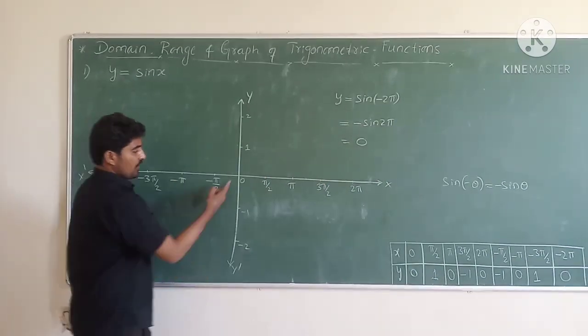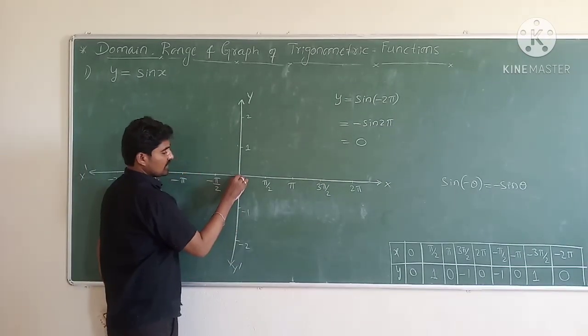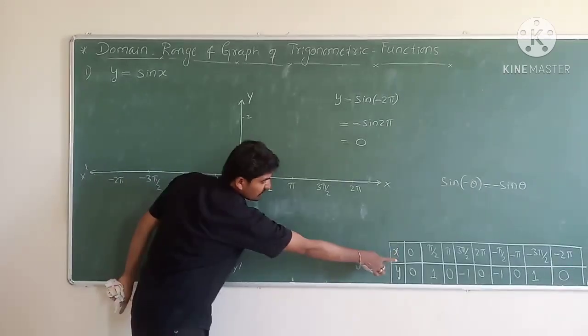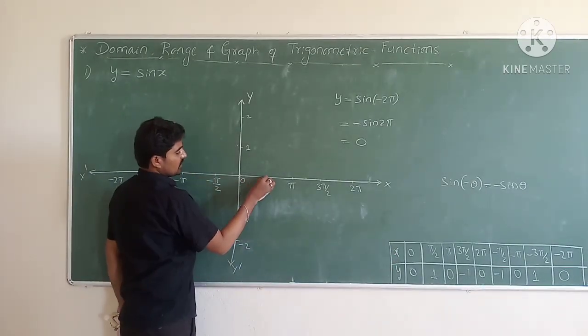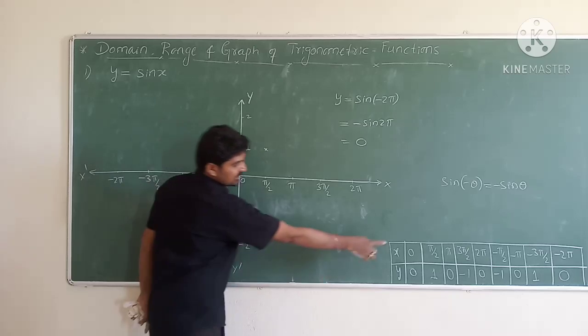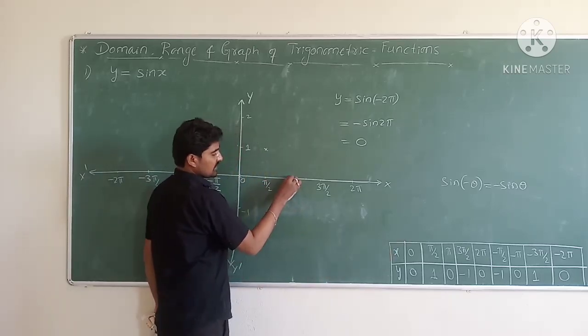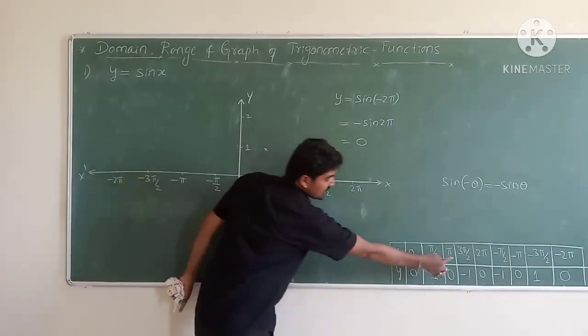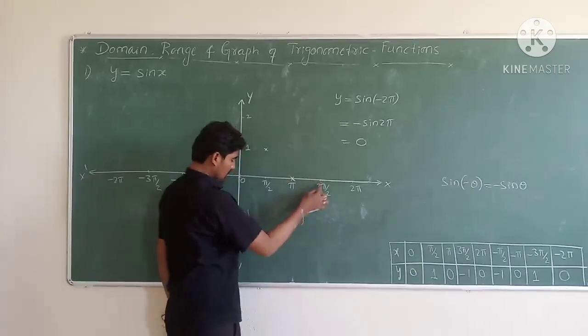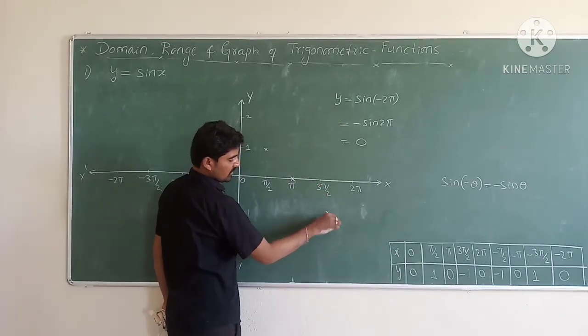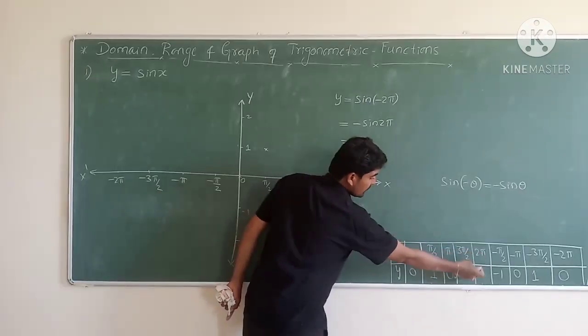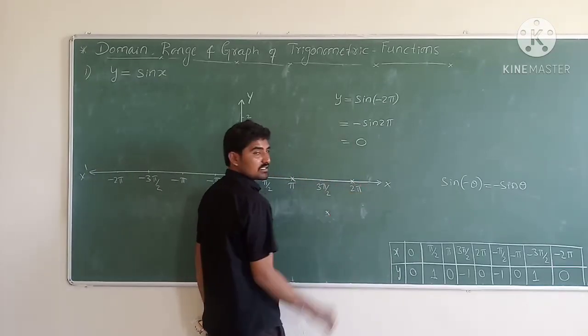Now when x equals 0, the value of y is 0. When x equals pi by 2, the value of y is 1. When x equals pi, the value of y is 0. When x equals 3 pi by 2, the value of y is minus 1. When x equals 2 pi, the value of y is 0.